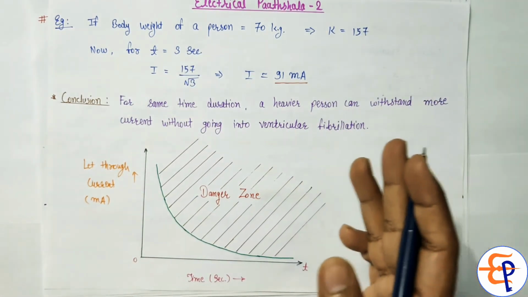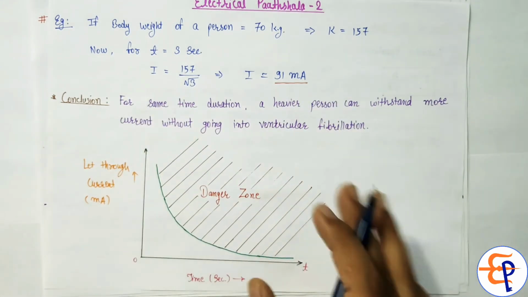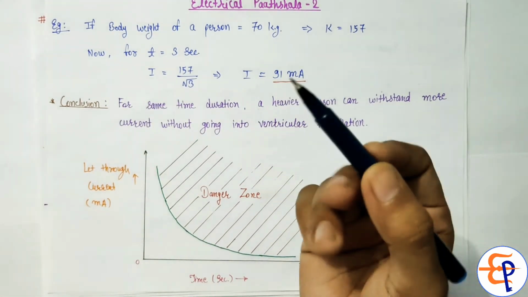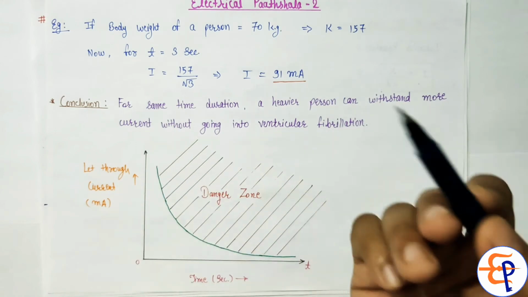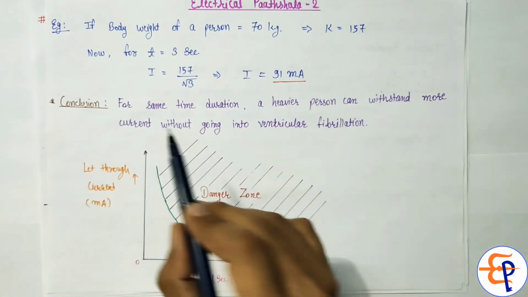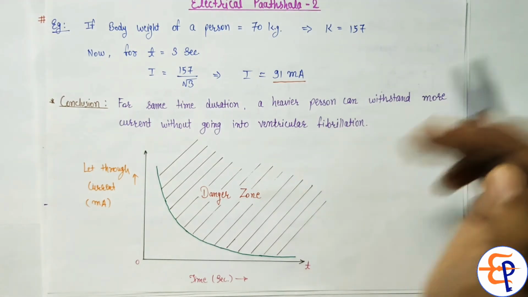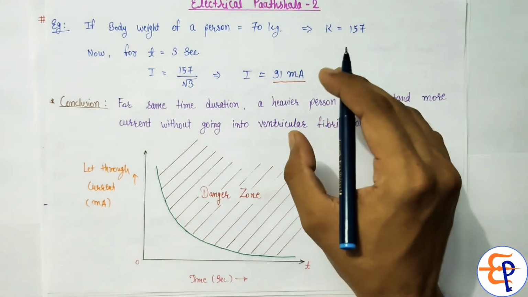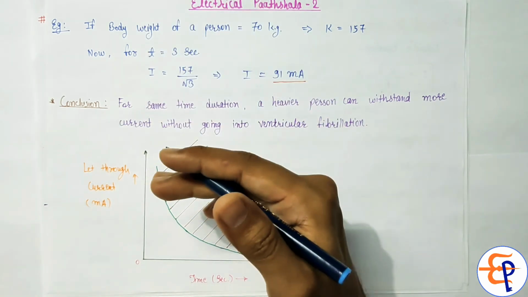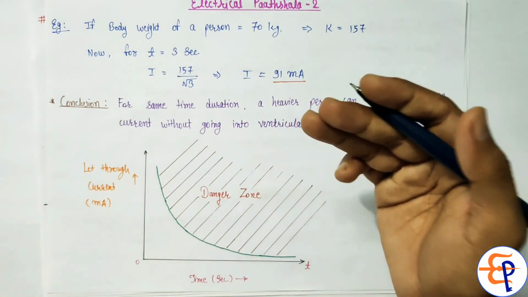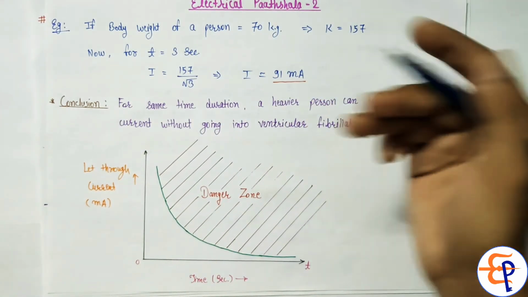Now guys, if we compare these two examples, then we can see that for the same time duration, a heavier person can withstand more current without going into ventricular fibrillation. This is the conclusion of these two examples, and we saw how electric shock intensity depends on the weight of a person.